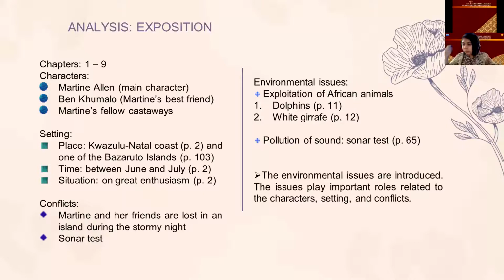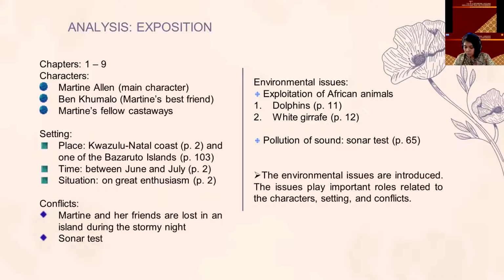And here, the event of the story happens between June and July because in the novel, the author explained that between June and July, the fish and the marine mammals migrate from one place to another. So from the story, the author wants to highlight that this moment in the novel is seen as the best moment to introduce the issue. And then we also see the conflicts there.